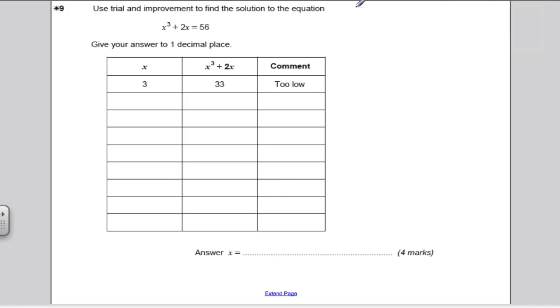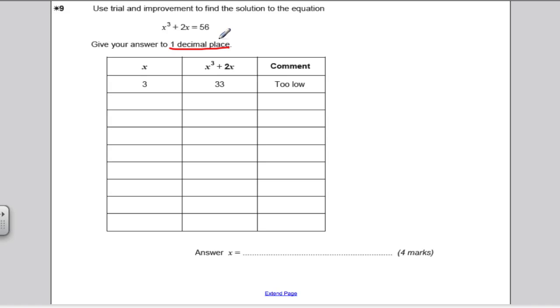Question 9. Use trial and improvement to solve this equation to one decimal place. They've given you the first attempt. They've told you that if you put 3 in here and cube it and add 2 times 3, you get 33, which is too low.